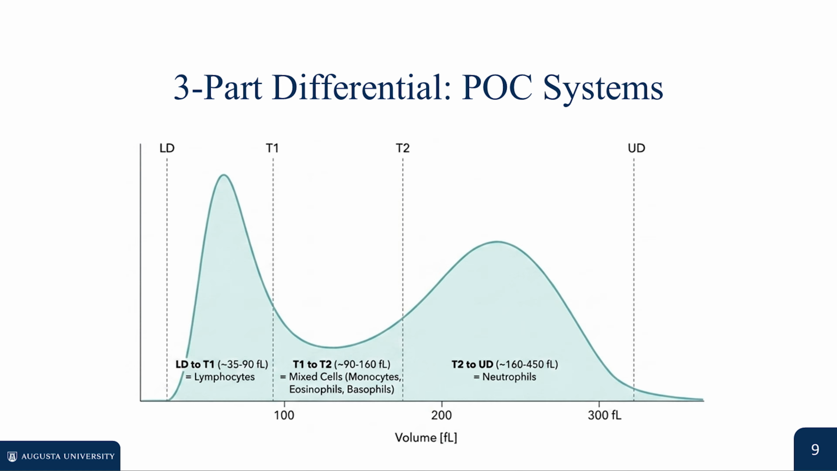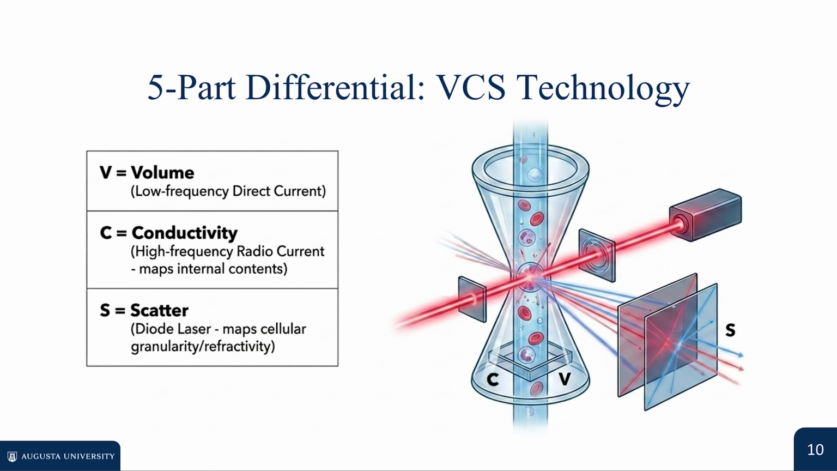The lower discriminator to trough 1, spanning 35 to 90 femtoliters, isolates lymphocytes. Trough 1 to trough 2, from 90 to 160 femtoliters, captures the mixed population of monocytes, eosinophils, and basophils, and trough 2 to the upper discriminator, spanning 160 to 450 femtoliters, measures neutrophils.